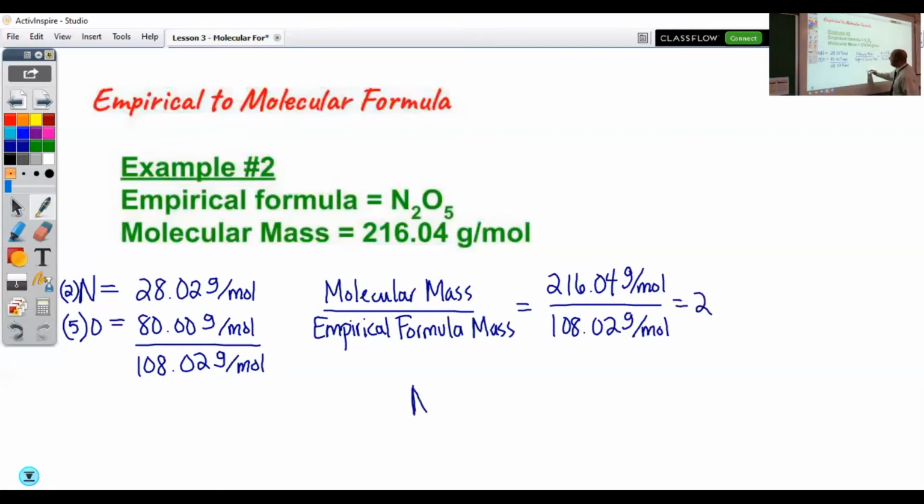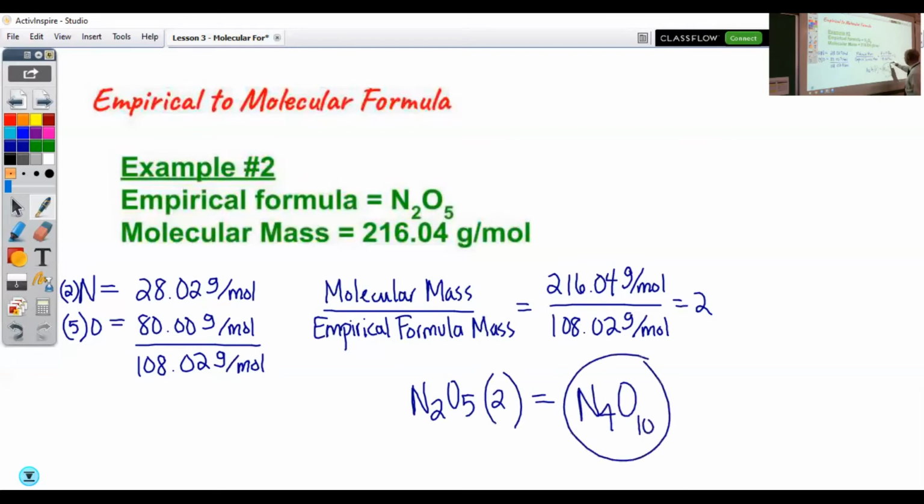So our N2O5 empirical formula, when we multiply it by 2, will give us N4O10. This will be our molecular formula.